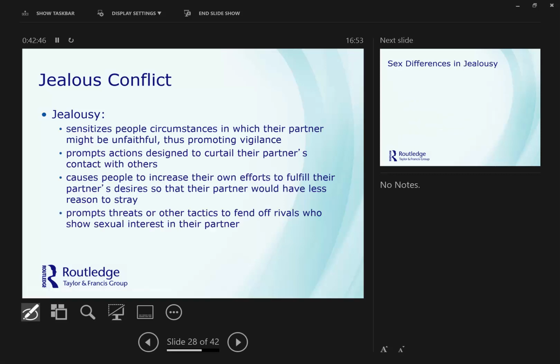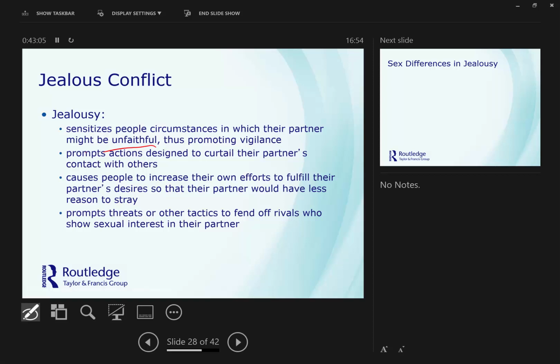Let's see what we've got here, right? So we've already talked about jealousy. It really gets kicked up when there's a situation where someone might be unfaithful, right? You're going to be extra vigilant. Right? So how many of you, and you don't have to answer this, right?